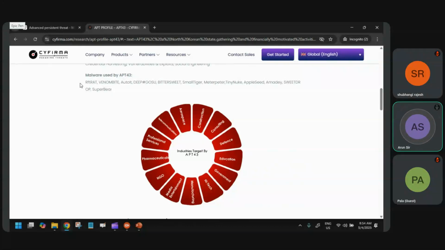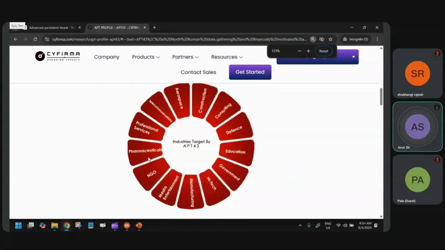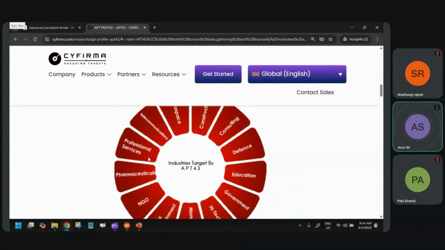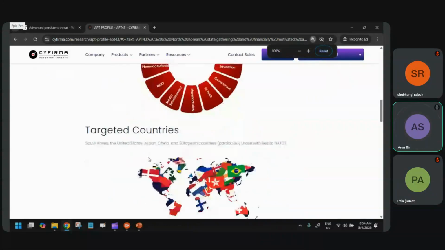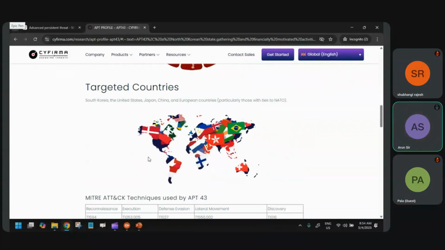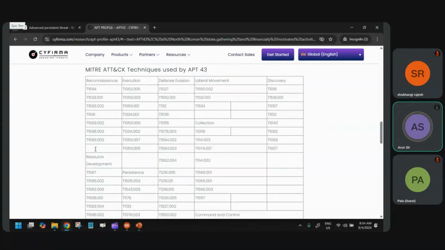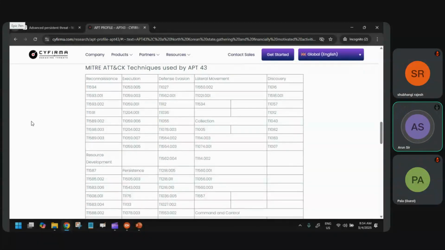We'll discuss that also. As we discussed, these are the industries they are targeting. Almost all industries are there. And what are the targeted companies? There are countries which have been targeted till now. Okay, and these are the attacks.